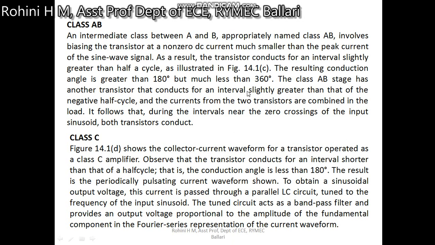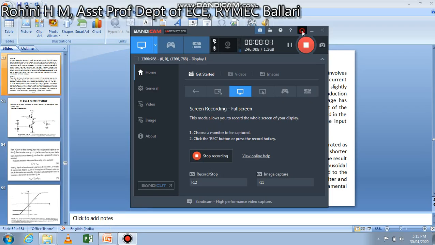So that is the speciality of a class AB type of amplifier, that is intermediate between class A and class B. The class AB stage has another transistor that conducts for an interval slightly greater than that of the negative half cycle, and the currents from two transistors are combined in the load.